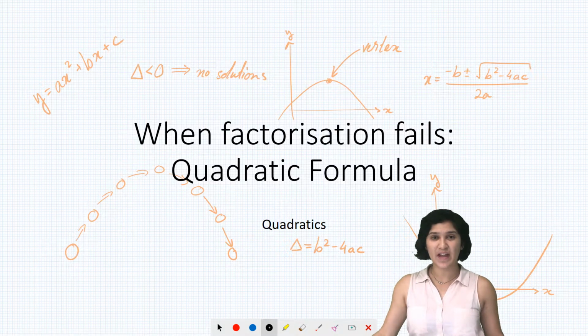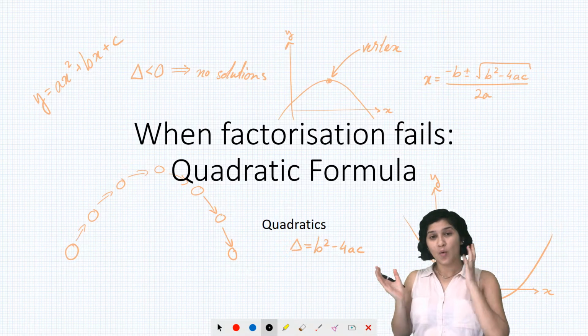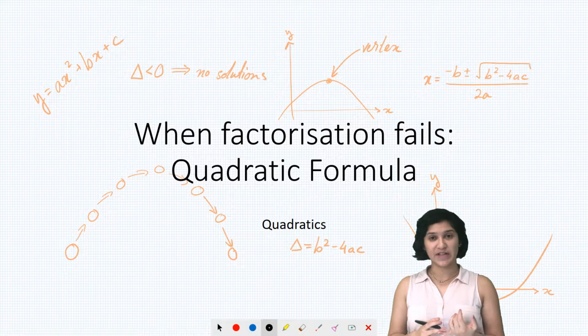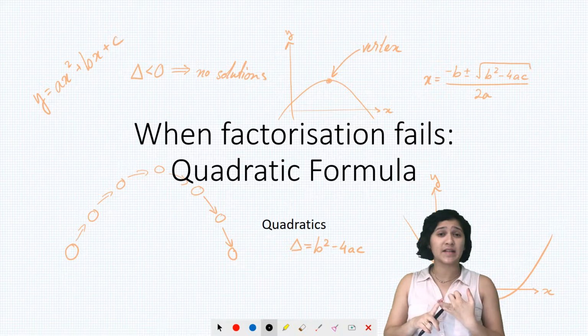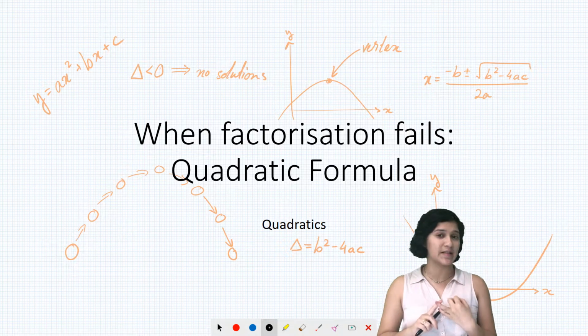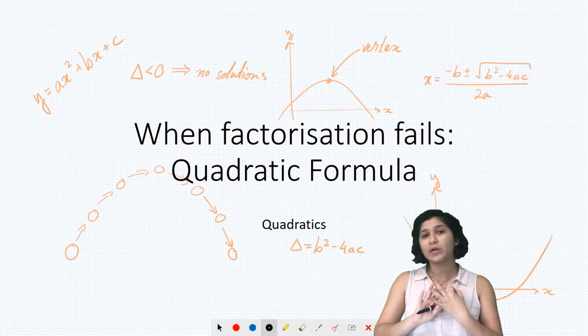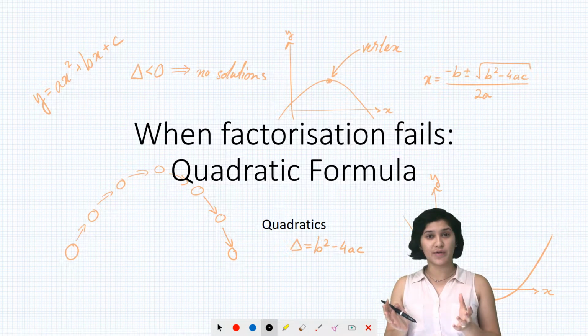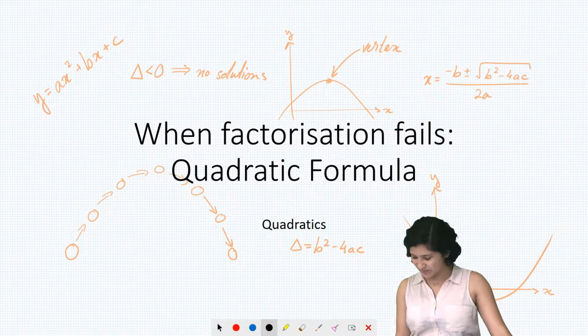Quadratic formula. So I want to talk about what the quadratic formula actually tells us, when it makes sense to use it and when it really doesn't make sense to use it, and we're also going to be looking at a particular part of the quadratic formula called the discriminant. Okay, so let's get stuck into it.